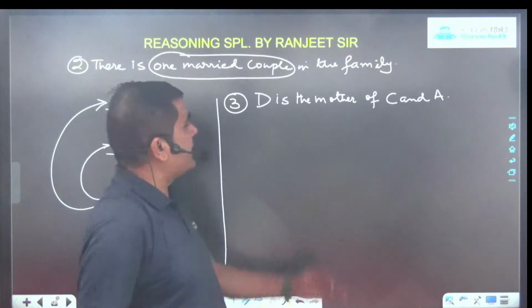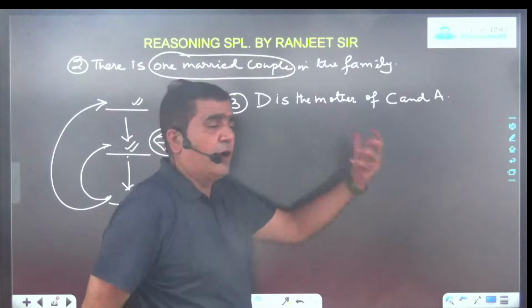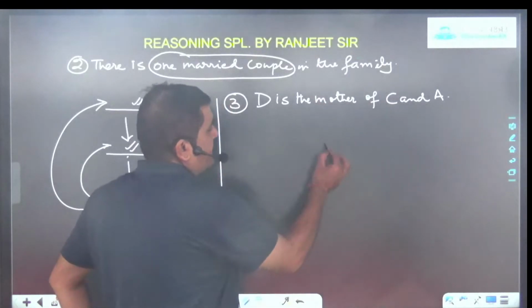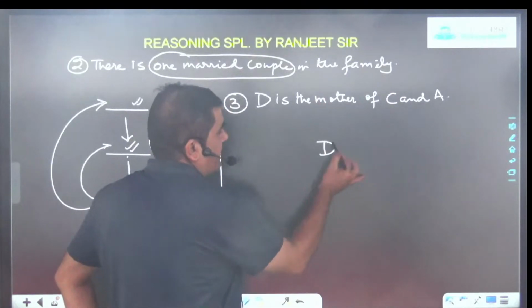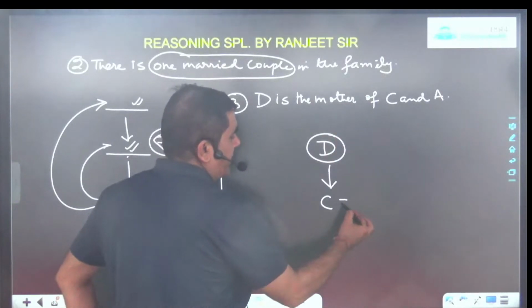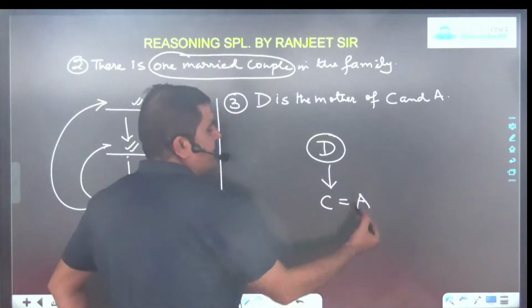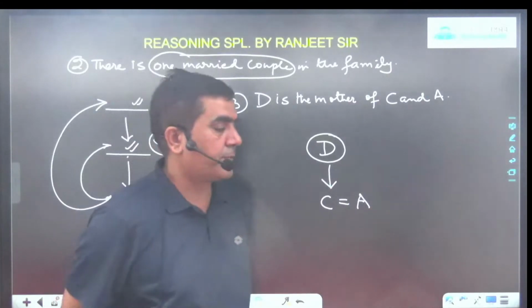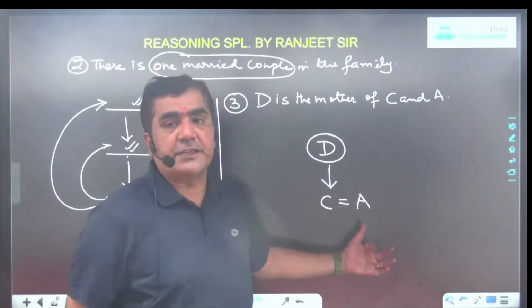See, here they are saying D is the mother of C and A. So very obviously, I can say D is the mother, which means D must be female. And D is the mother of C and A means C and A must be her children. I can't say the gender of C and A.